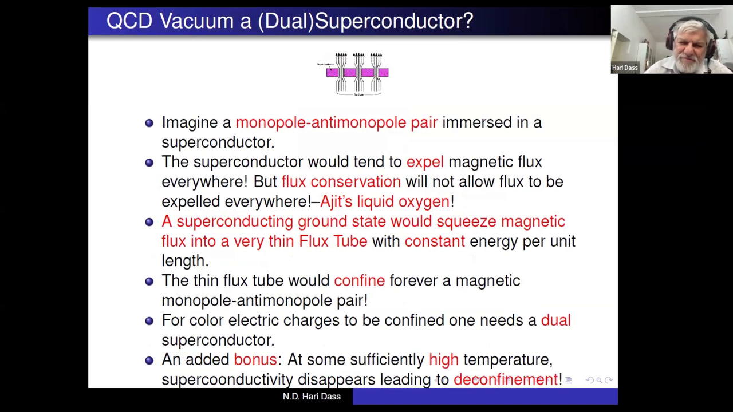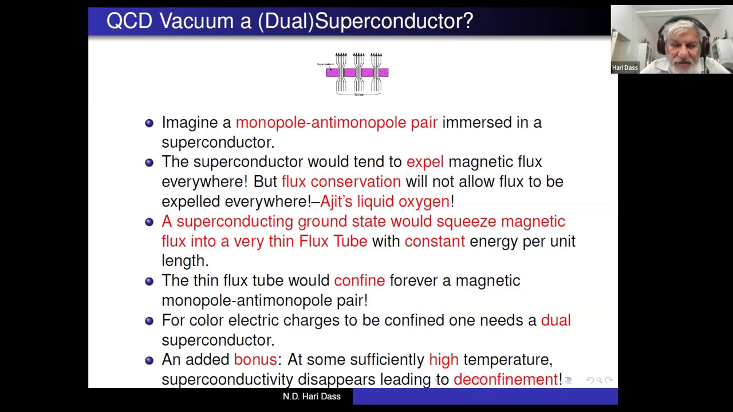A breakthrough in this regard was the idea of the dual superconductor. To appreciate this, imagine a magnetic monopole, anti-monopole pair. Magnetic monopoles don't occur in nature, but a gedanken experiment with monopoles and anti-monopoles is always possible, and immerse them in a superconductor. The superconductor would tend to expel the magnetic flux everywhere, but flux conservation will not allow flux to be expelled everywhere. This is like the Hindi movie situation where Ajit says, "Put him in liquid oxygen; the liquid won't let him live, and the oxygen won't let him die," right? So here, superconductivity and flux conservation would lead to this situation.